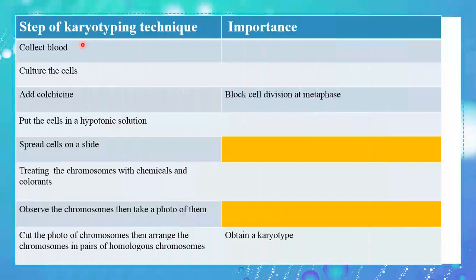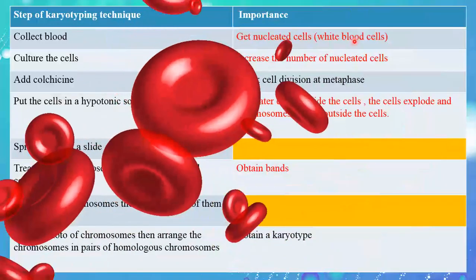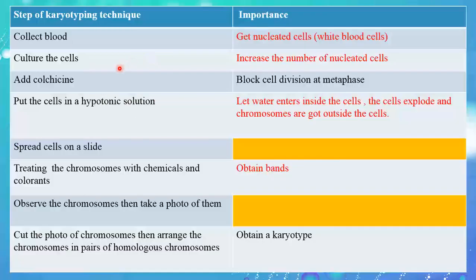Did you find the importance of each step in the karyotyping technique? The idea is very simple. Blood is collected in order to get nucleated cells, and of course those cells are white blood cells, since the red blood cells are anucleated, they do not have a nucleus. The cells are cultured in order to increase the number of nucleated cells by mitosis or cellular division. Colchicine is a chemical substance that is added to stop the division at metaphase. At metaphase because at this step chromosomes are clear and separated in order to be seen.